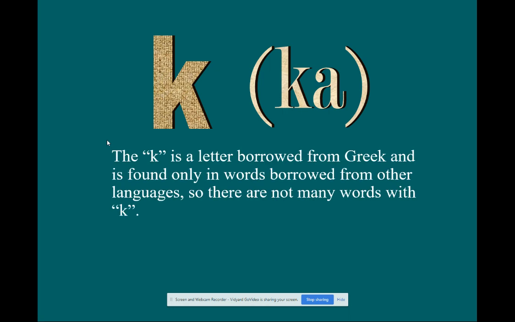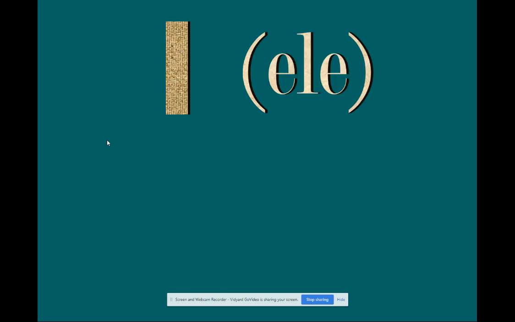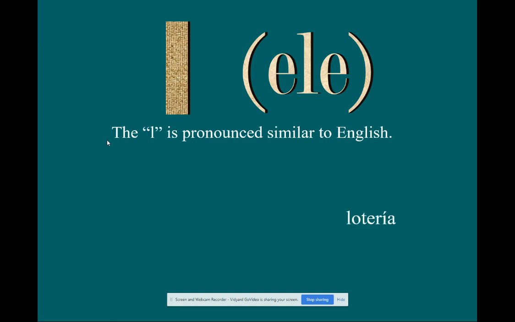K. The K is a letter borrowed from Greek and is found only in words borrowed from other languages, so there are not many words with K. Kilogramo, karate, whiskey. L. The L is pronounced similar to English. Lotería, Lalo, azul.